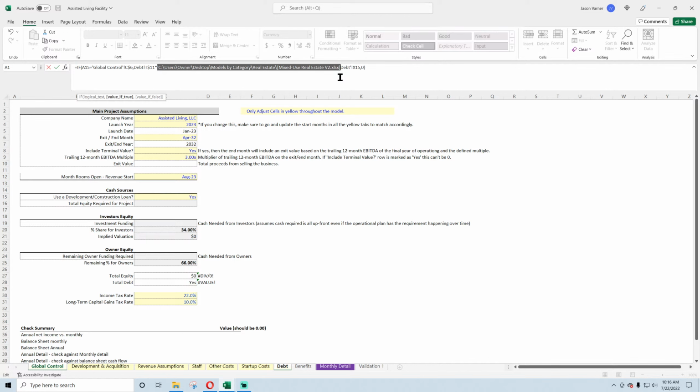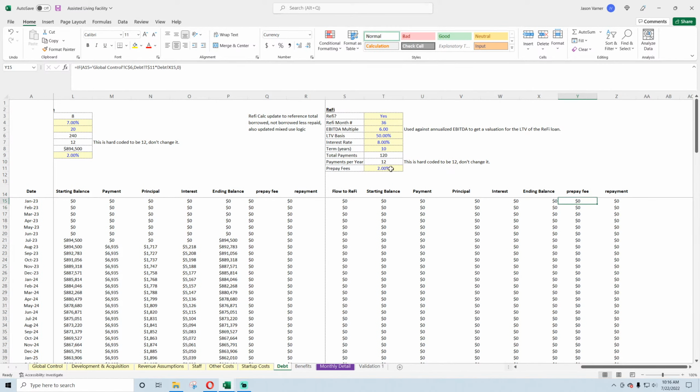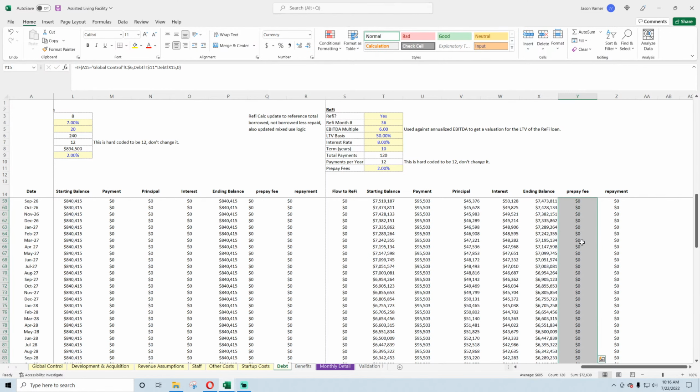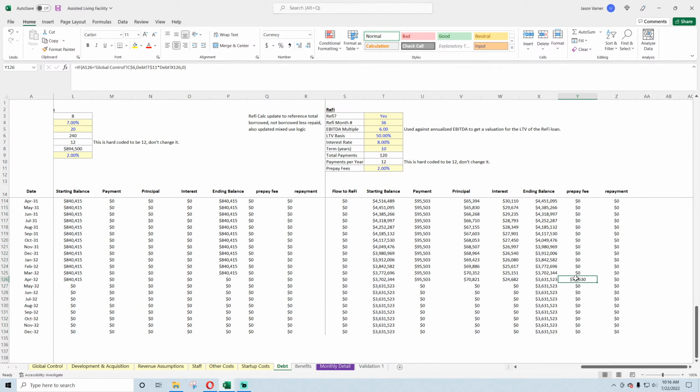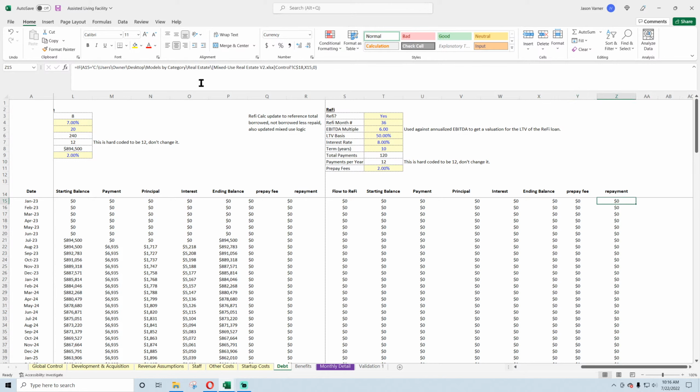Now hold on, what's this multiplying by? Debt x 15. Oh, that would be the penalty fee there. Wait, why is it? Oh no, oh, the penalty fee times the ending balance, okay. And then repayment.